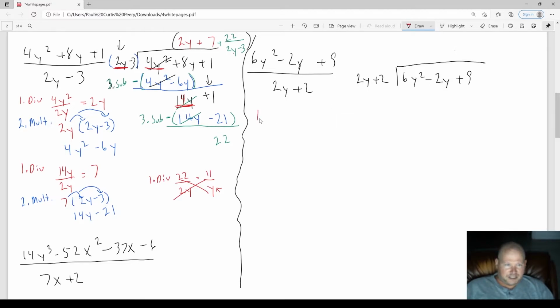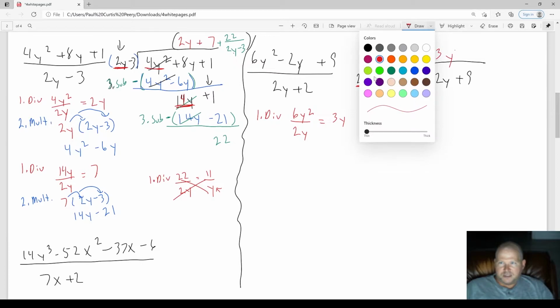Okay, so first step again is division. So we divide the first term of your dividend over here by your divisor. So we say 6y squared divided by 2y. Okay, so 6 divided by 2 is 3, and y squared divided by y is just y. Put the result of the division, the quotient, on top, and then we move on to the next step.